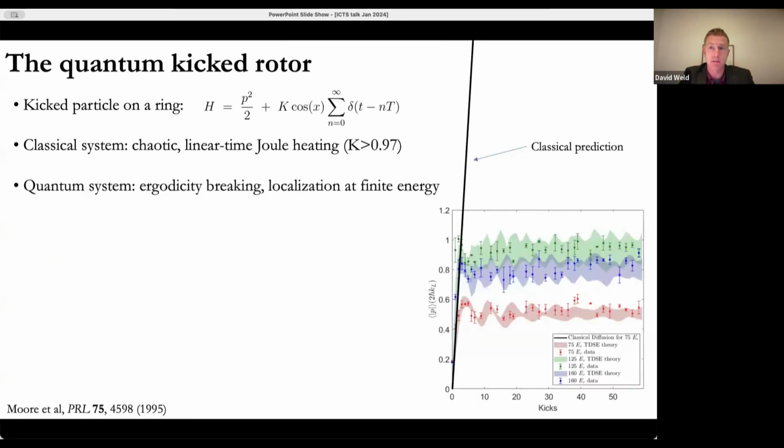The interesting thing about this, from the point of view of this program, is that the quantum version of the kicked rotor behaves totally differently than the classical version. It's a failure of the correspondence principle in some sense. So what in fact you see for a quantum system is shown in this graph here.